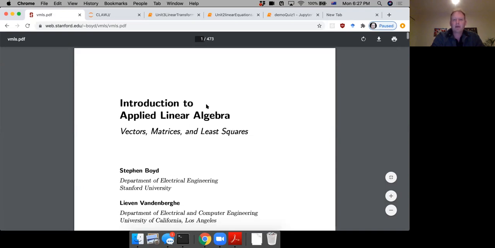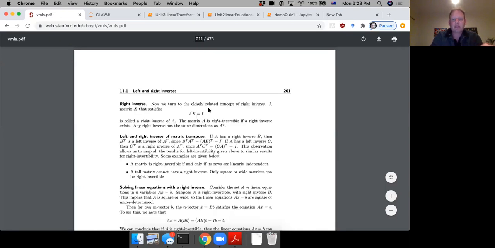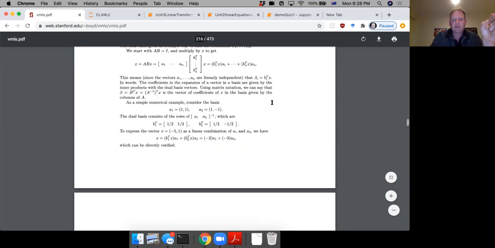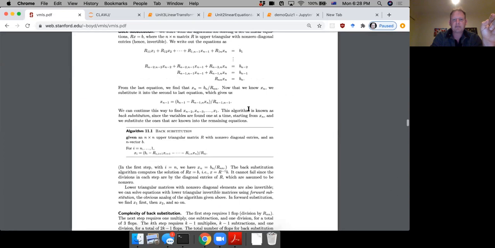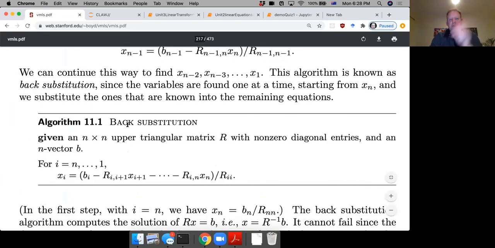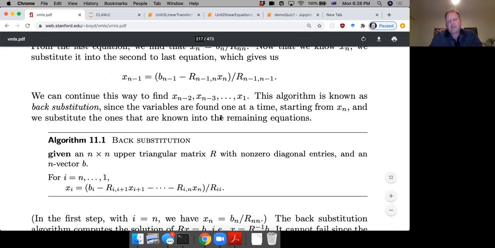Okay, there we go. So page 211. Sometimes the page numbering in the PDF is not the page numbering in the book, because there's some front matter. So there we go. Here's an algorithm. The algorithm is called back substitution.